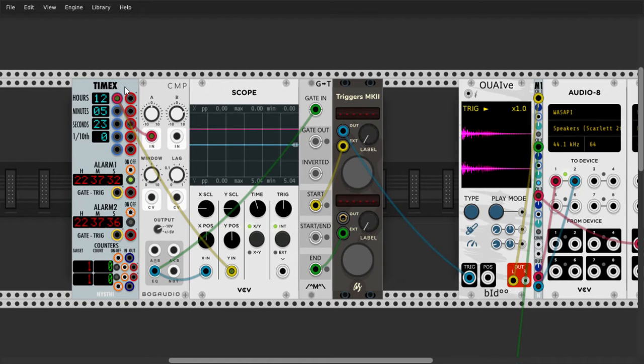Here we have the great Timex module from NISTHI. Timex makes a 0 to 10 volt ramp over a period of 1 second or 1 minute or 60 minutes or 24 hours, all synchronized with the actual time of day as your computer tells it is the time of day.